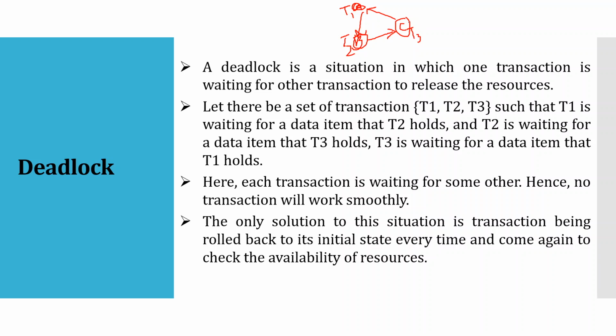So either I will roll back T3 so that B can acquire the C resource, or I will roll back T2 so that T1 can acquire resource B. So this is the only possible solution. Either roll back T2, or roll back T3, or roll back T1.